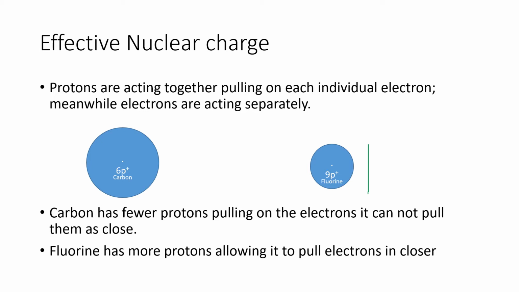So that's why we see, as we increase the number of protons, as long as we are in the same energy level, we're going to get smaller. And that's why your size is decreasing as you move to the right across the periodic table.